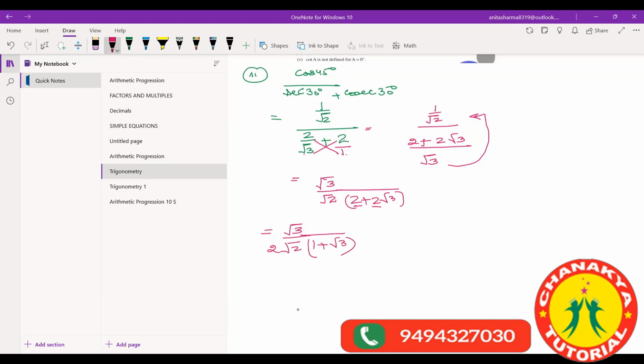Right? So now, if you remember, in grade 9, in the number system chapter, you have studied about rationalization. Have you studied?